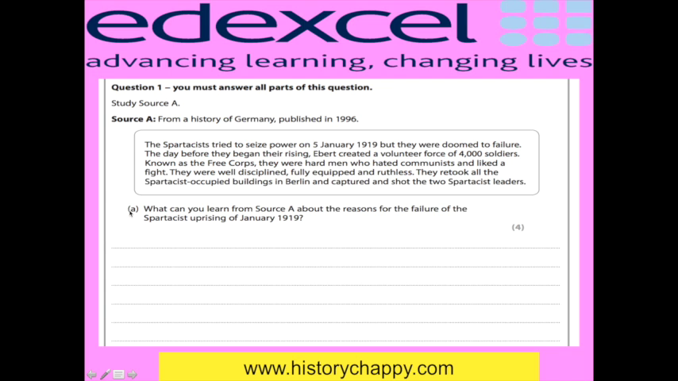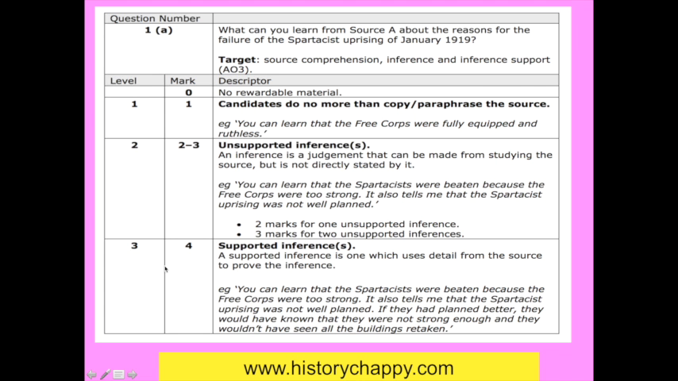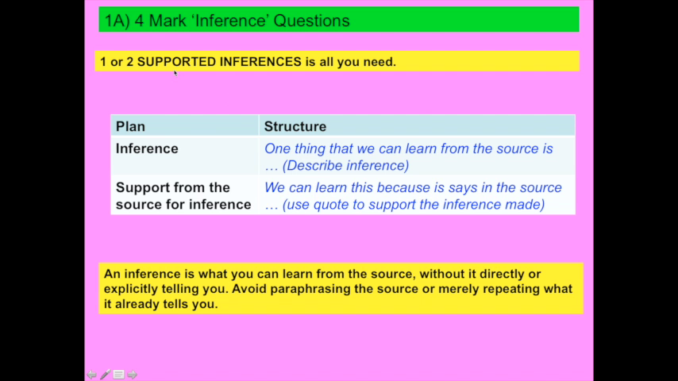Question 1A is the source inference question. In this case, it's what can you learn from source A about the reason for the failure of the Spartacist uprising in 1919. So it's worth 4 marks. So what does the mark scheme say you need to do? Well, you need supported inference, singular or plural. A supported inference is one which uses detail from the source to prove the inference. So you'll need 1, or I would suggest probably 2, just to be sure of it, supported inferences.